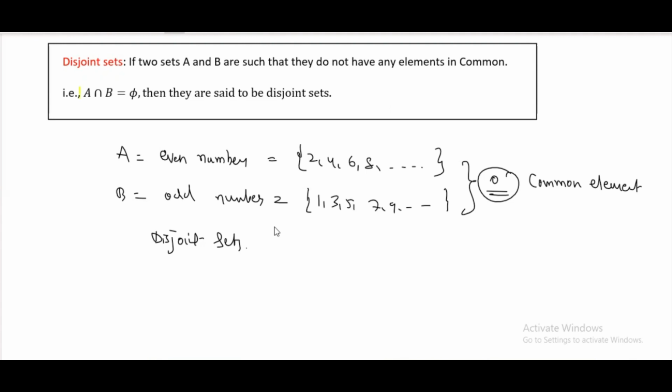So generally for disjoint sets, we can take the condition like this: A intersection B. Intersection means the common elements in both the sets. So if there are no common elements, we can say A intersection B is a null set. When two sets satisfy this condition, that kind of sets are called disjoint sets.